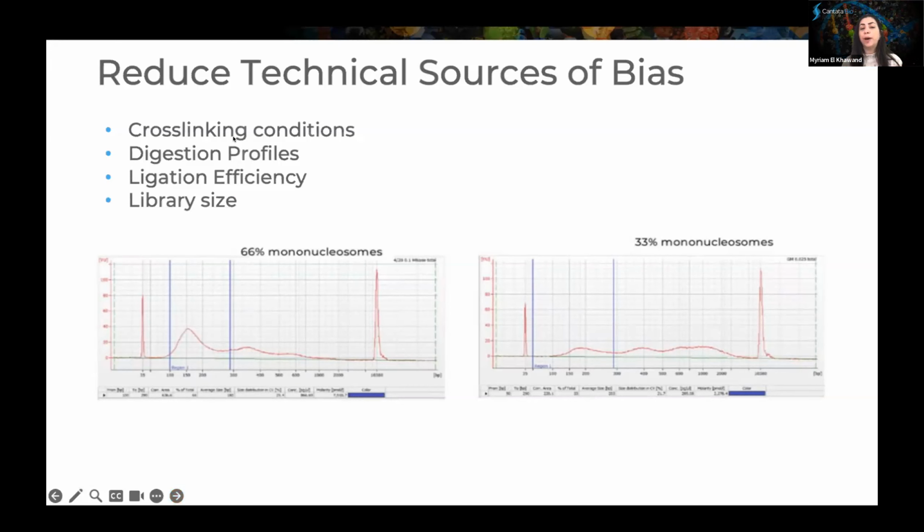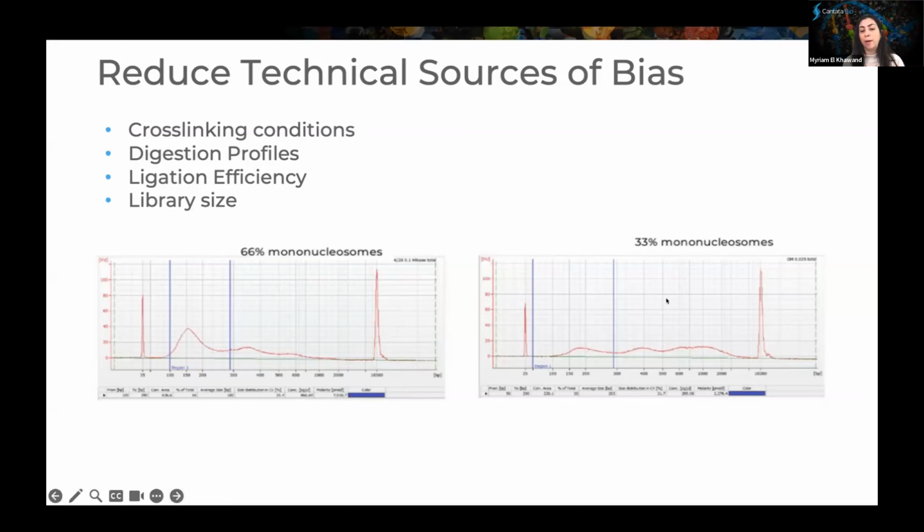So first, by having the same cross-link conditions used for each of your samples. In our assay, we do the cross-linking by using formaldehyde and DSG, so it's a 2-step cross-linking method. So you're going to have the same cross-linking conditions between replicates and conditions. You're going to try and aim for that same digestion profile.